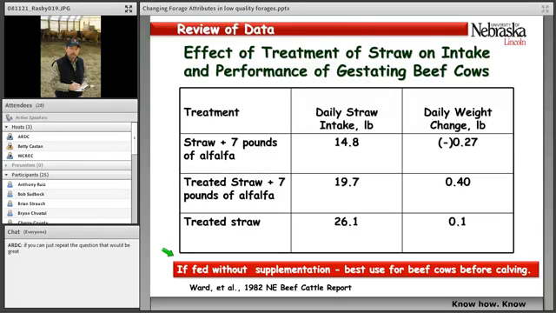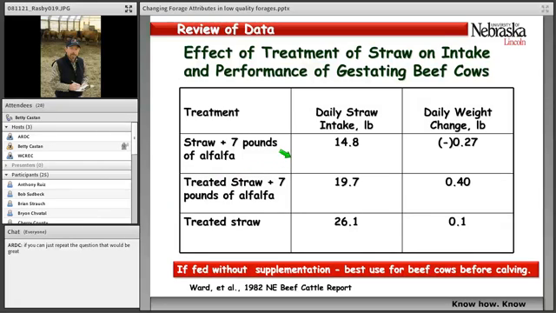This is some data that goes back a long way, maybe not quite to the time of Terry Kloppenstein, but about that time. This was work done by John Ward, and they fed gestating beef cows ammoniated wheat straw. Here's how this table sets up: straw plus 7 pounds of alfalfa, treated or ammoniated straw plus 7 pounds of alfalfa, and then just the ammoniated straw fed by itself. They added the 7 pounds of alfalfa to help meet the protein requirement, at least according to the NRC at that time. This middle column is daily straw intake.